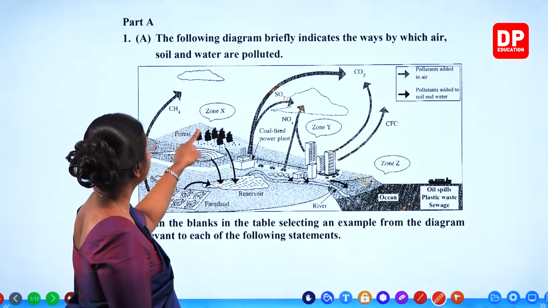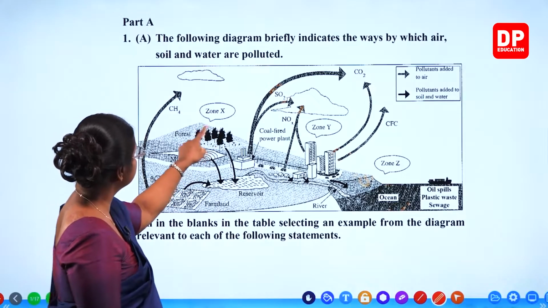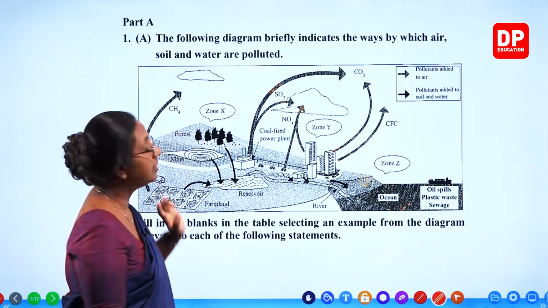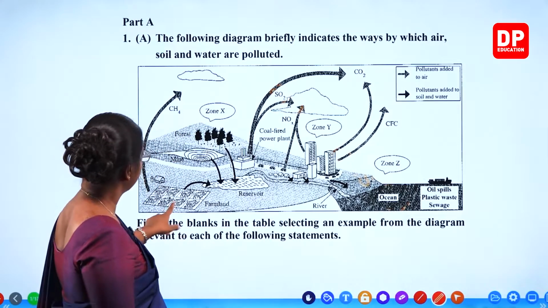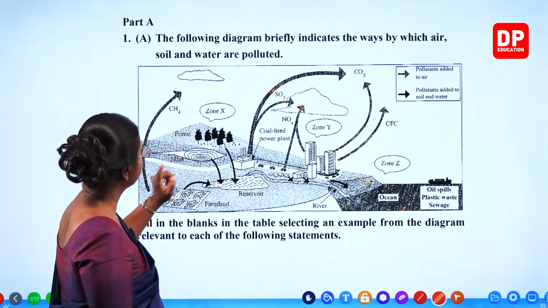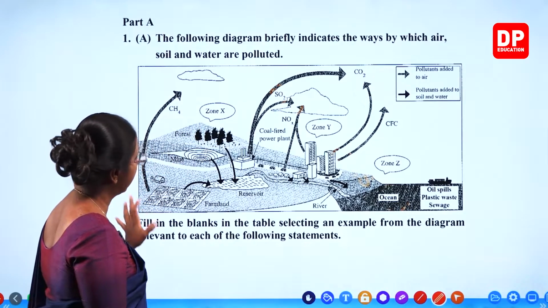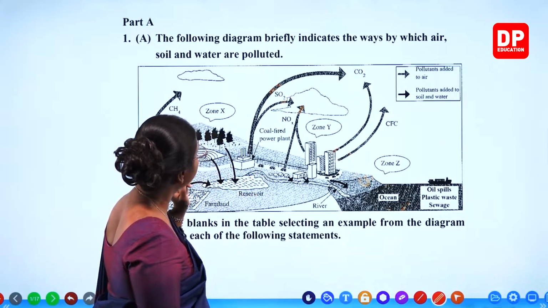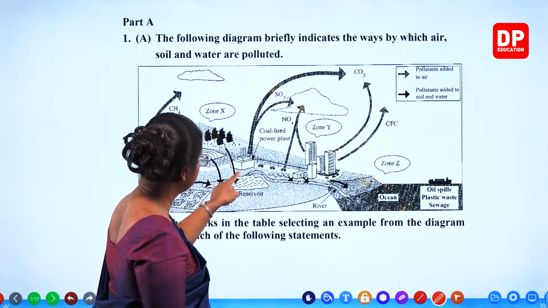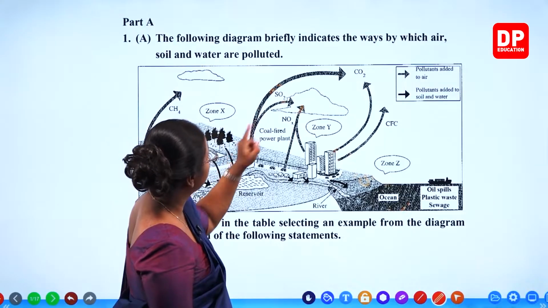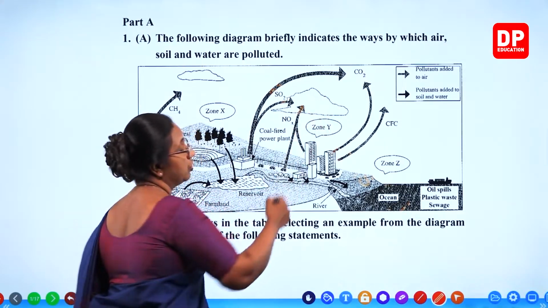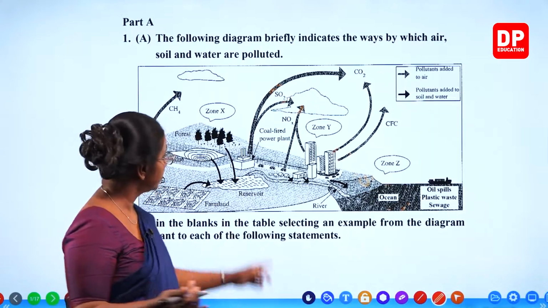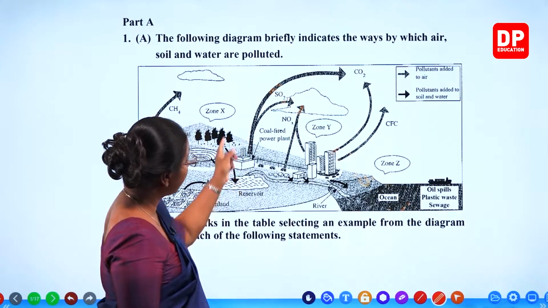Then they have marked zone X. That is the forest zone. Above the forest, the atmosphere, it's marked as zone X. So we have a farmland, mine, forest. Above the forest, it's zone X. That is the atmosphere. Then a coal-fired power plant is shown here. From there, CO2 goes to the atmosphere. Coal is carbon. When that is burned, CO2 is released, a very high amount.